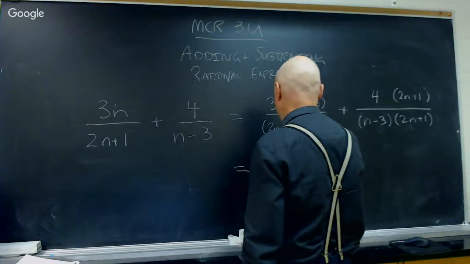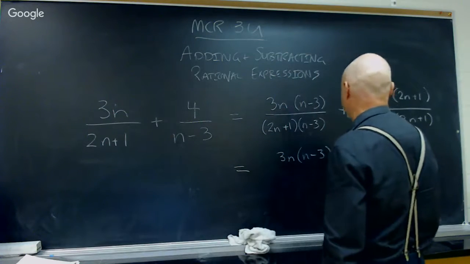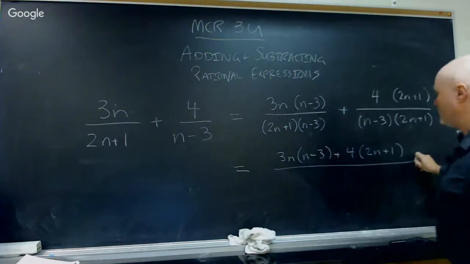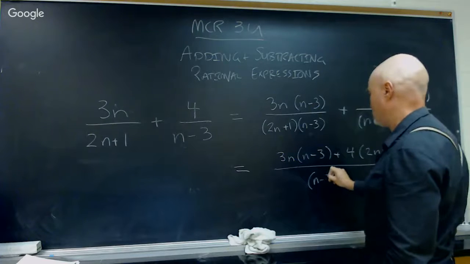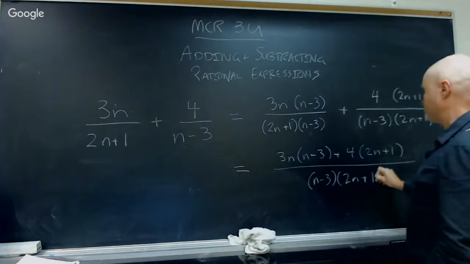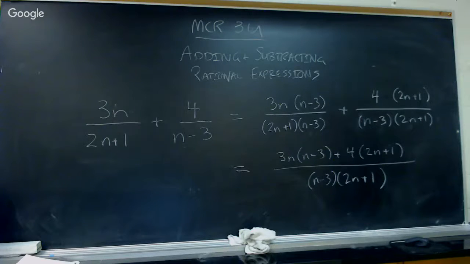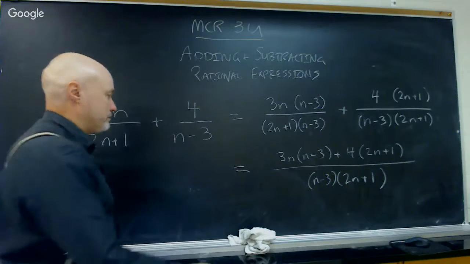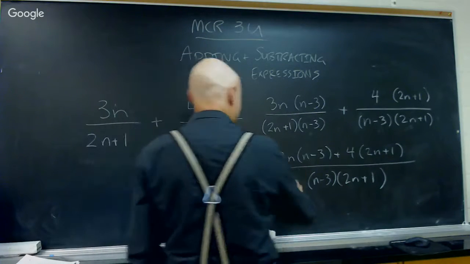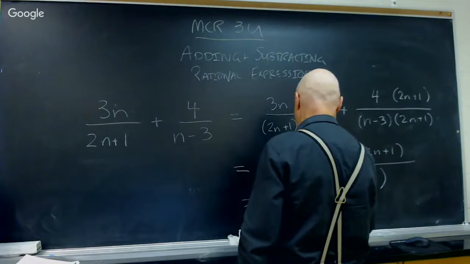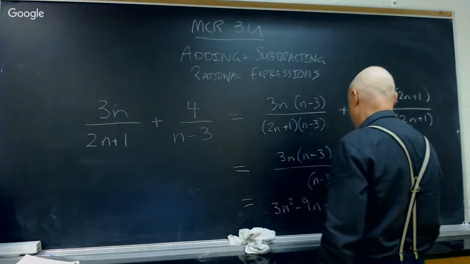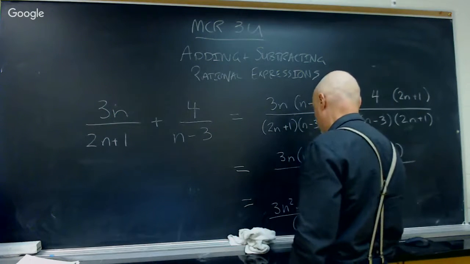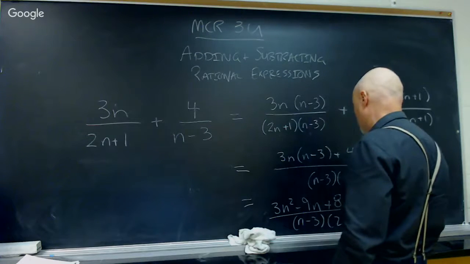Okay, so now I'm all ready to go. 3n times n minus 3 plus 4 times 2n plus 1, all over n minus 3 times 2n plus 1. You need to simplify the top, probably. So this becomes 3n squared minus 9n plus 8n plus 4, all over n minus 3 times 2n plus 1.